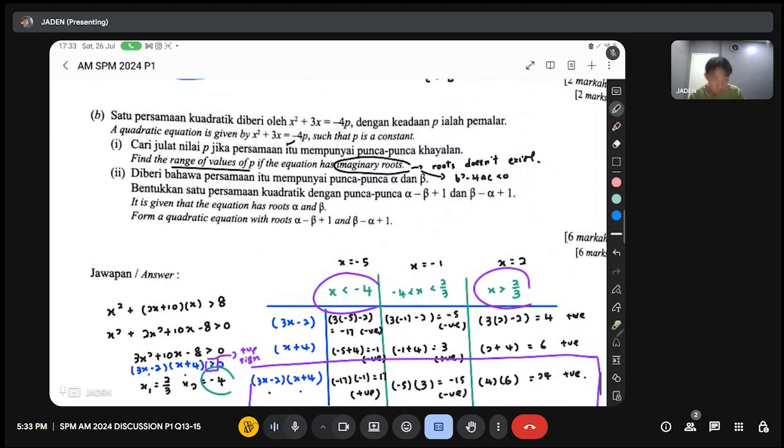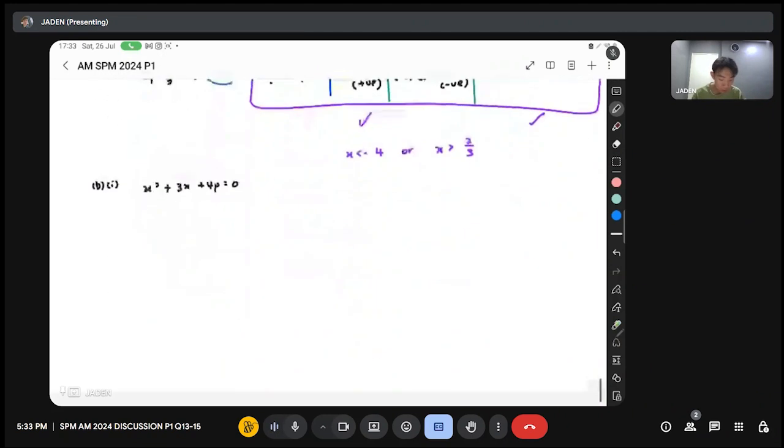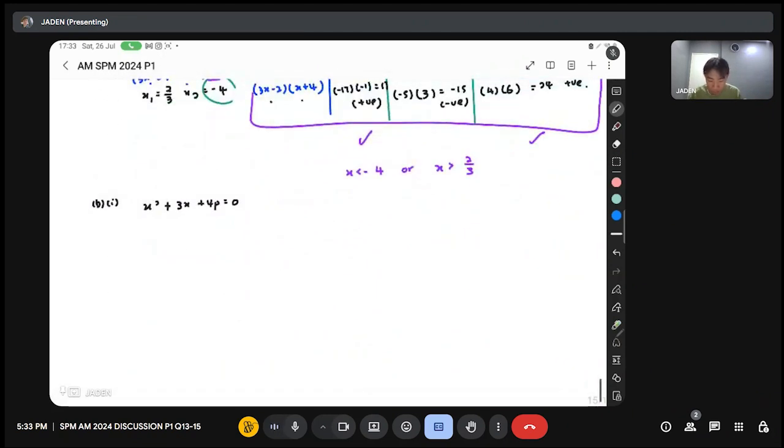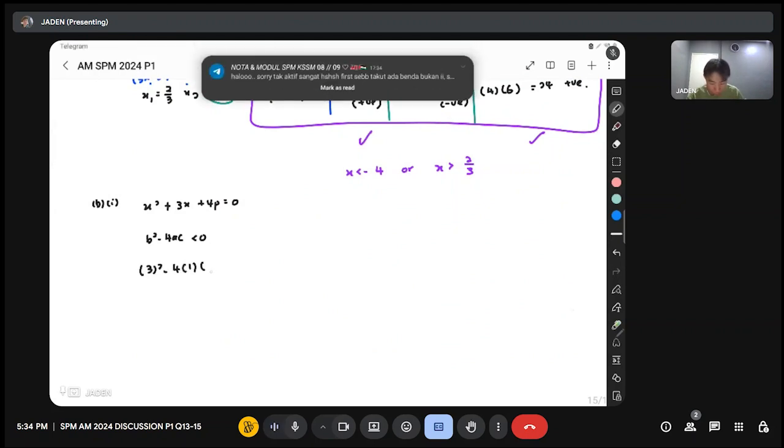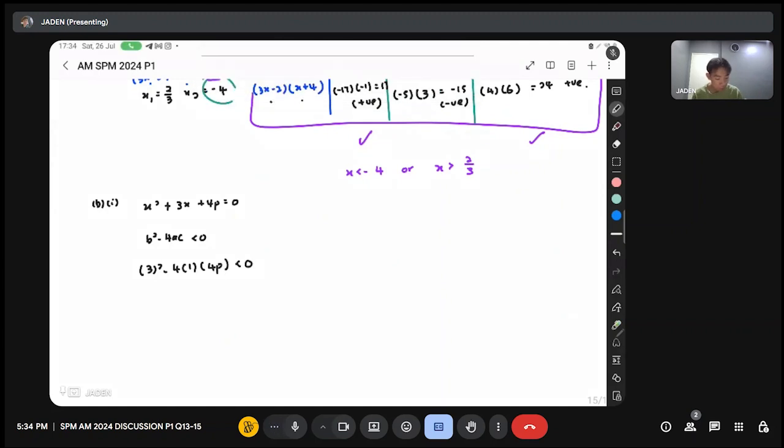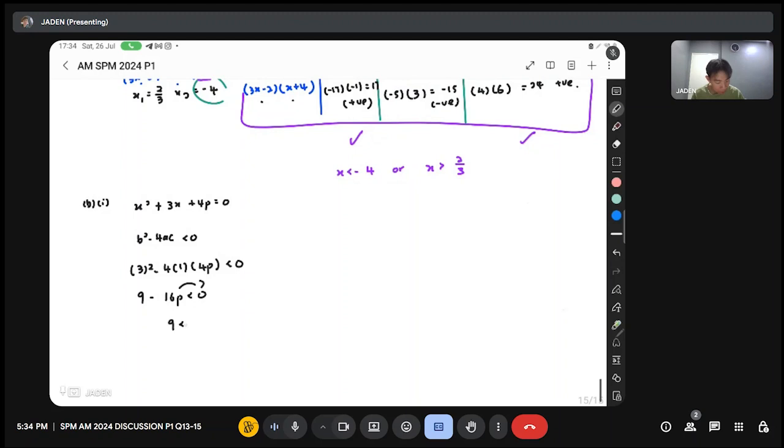I actually moved the negative 4p to the front already. So once I move that, I try to write down my b squared minus 4ac less than 0. So my a value, my b value, and c value must be clear. b is 3. 4 times 1 times c value, it's 4p, and then less than 0. And then from here, 3 squared is 9. 4 times 4 is 16p, less than 0. So move this to the right, 9 less than 16p, and then you want to get your p. So you throw this, 9 over 16 less than p.